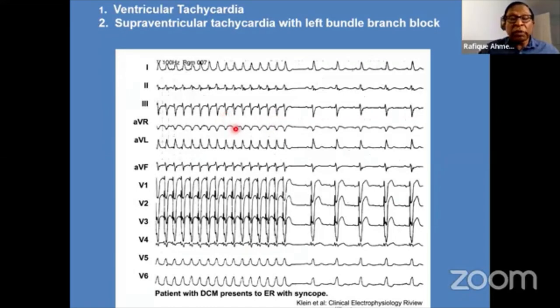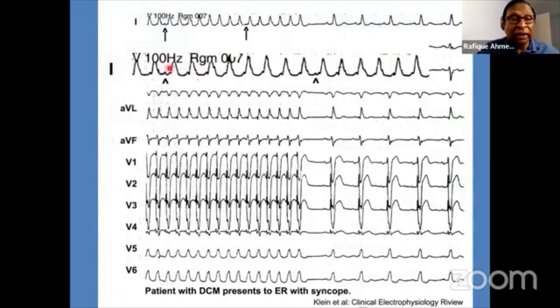But the patient's history is a little funny: the presence of dilated cardiomyopathy with syncope. So what I did, I expanded this ECG. If you look at lead 1, there is a P wave here and a P wave here. I have expanded it, and you can see the P wave over here, P wave over here, and it's not present anywhere else. So there is possible AV dissociation in this patient. And then of course, you still have confusion.